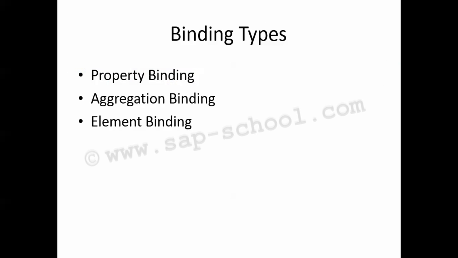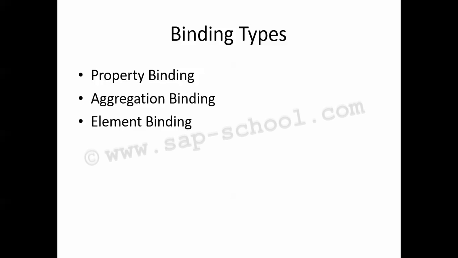Then what are the different binding types? We have 3 different binding types: property binding, aggregation binding and element binding. The property binding allows the properties of the control to get automatically initialized and updated from the model data. Then the aggregation binding is used to automatically create the child controls according to the model data.